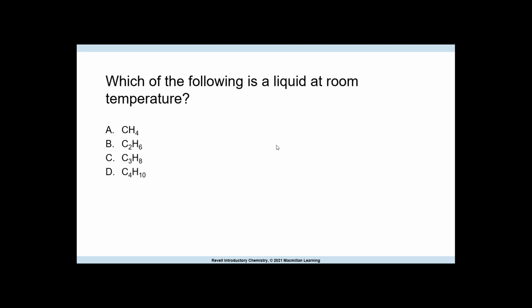Which of the following is a liquid at room temperature? Again, the bigger they are, the more chance it is a liquid, because we haven't reached the melting point to turn into a gas. And that's going to be that one here, which is butane.